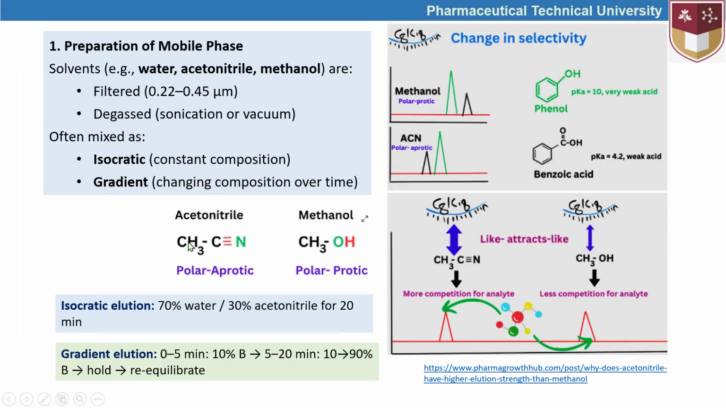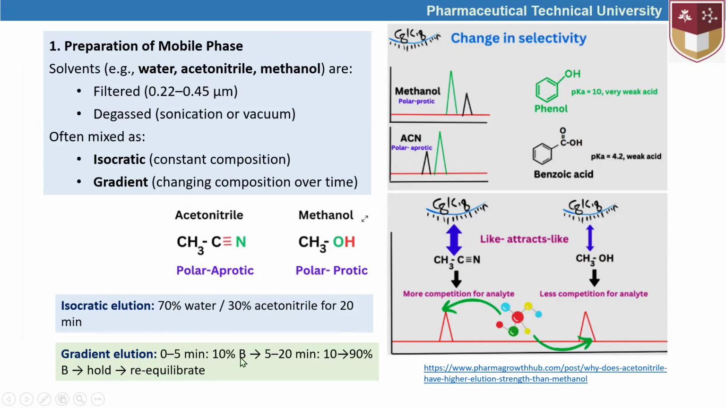Here we can see the structure of acetonitrile, which is polar aprotic, and this is methanol, which is polar protic. It releases hydrogen, and here it does not release hydrogen. So even if they both have, let's say, medium polarity, this one is aprotic, this one is protic. And this is about the isocratic elution. Again, in gradient, we change the concentration of the eluent.